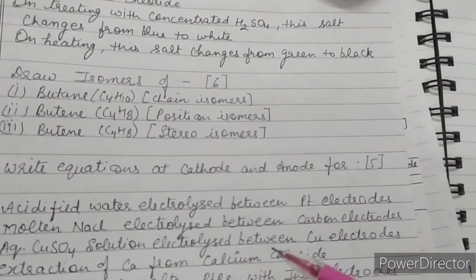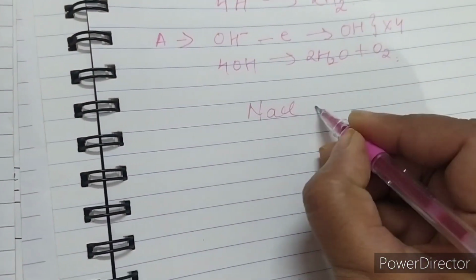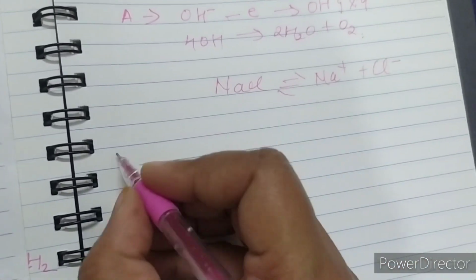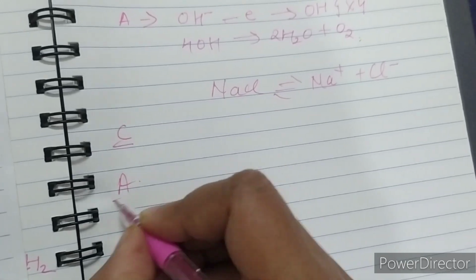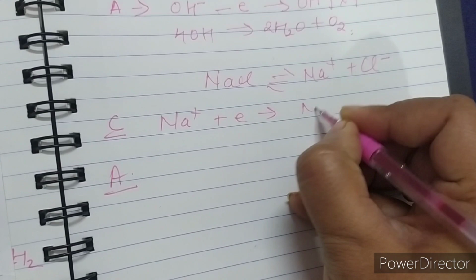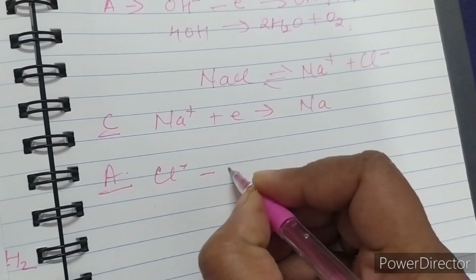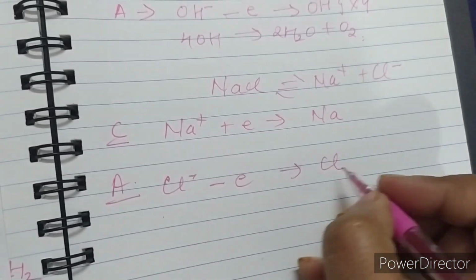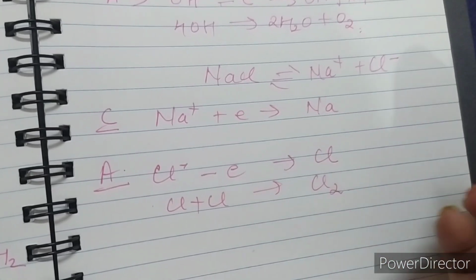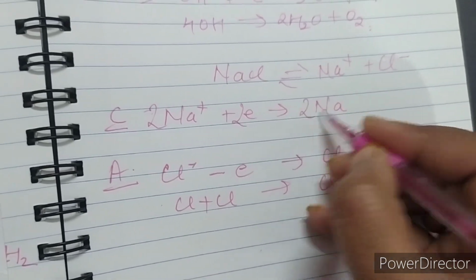Next is molten NaCl between carbon electrodes. NaCl molten means there is no water, so you will only dissociate NaCl into Na positive and Cl negative. At the cathode, cation will migrate, at the anode anion will migrate. Na positive will accept an electron to give you sodium, and here Cl negative will be discharged, which will lose an electron to give you Cl, but Cl means nothing, so Cl plus Cl, you will get chlorine gas here. Now if you want to balance the electrons, you can simply put 2, 2 and 2.